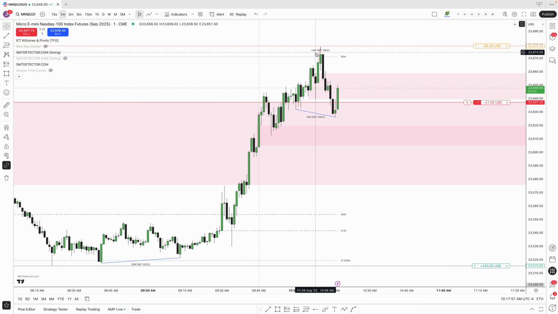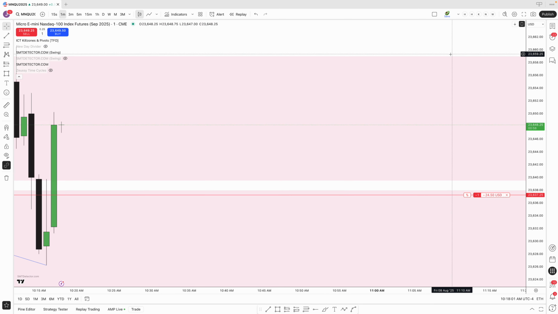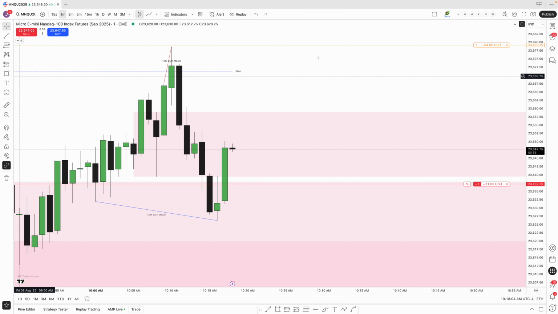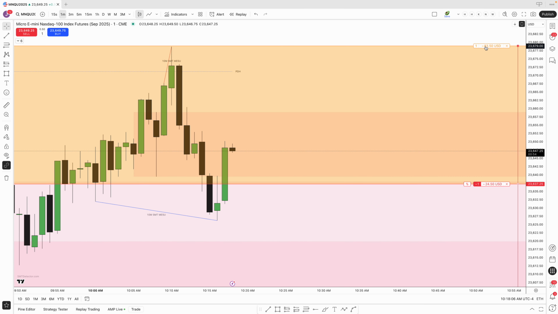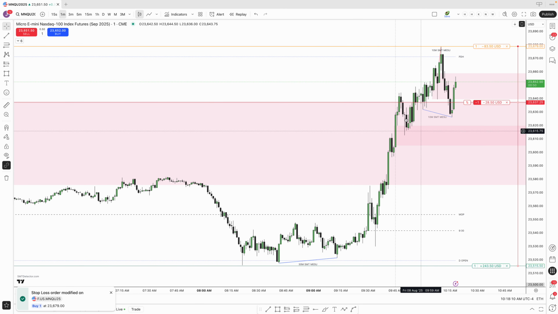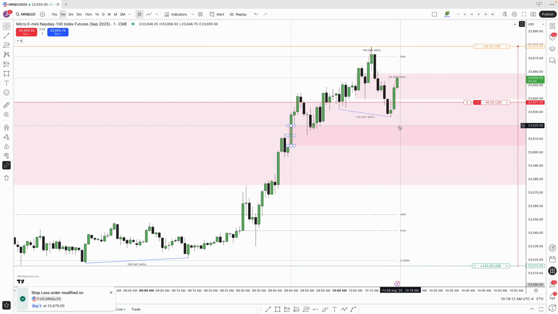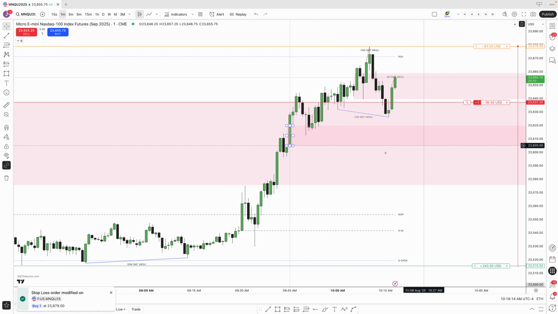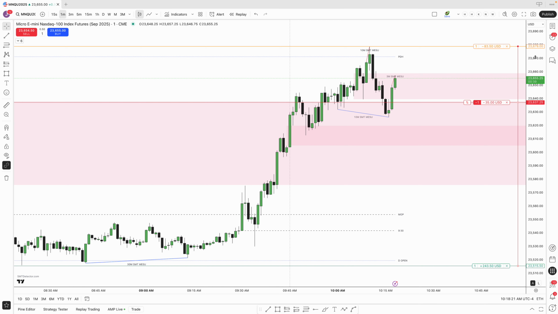You have to take your chances and put yourself in the highest probability situations. And to me, this is high enough probability to take it. This short would be better if we didn't close through the PD array. But knowing that, I'm considering a 50% of the range profit. And yeah, that's it.